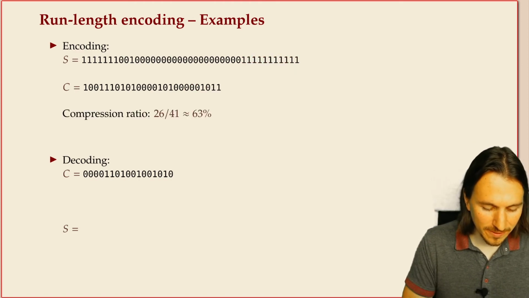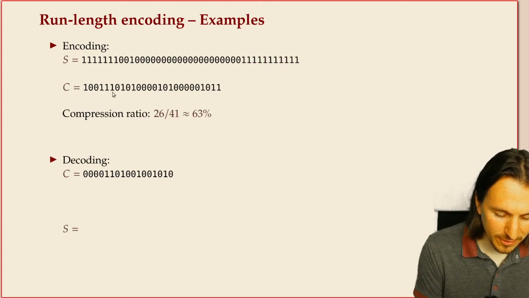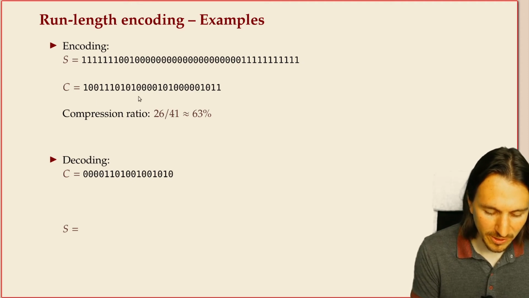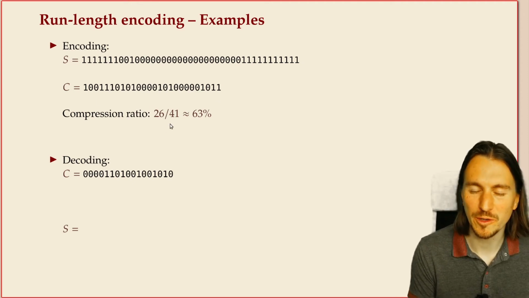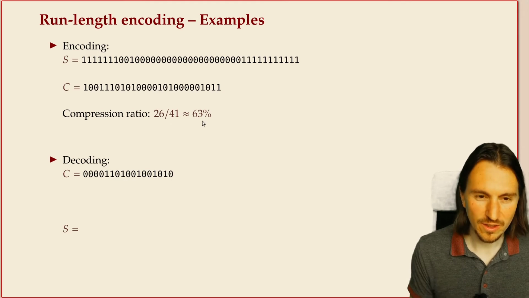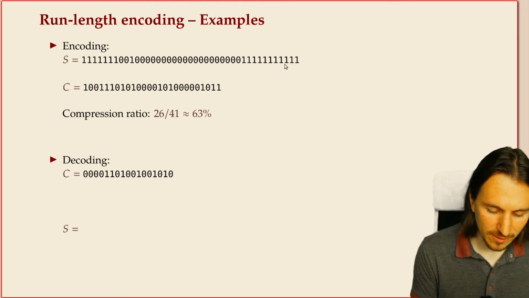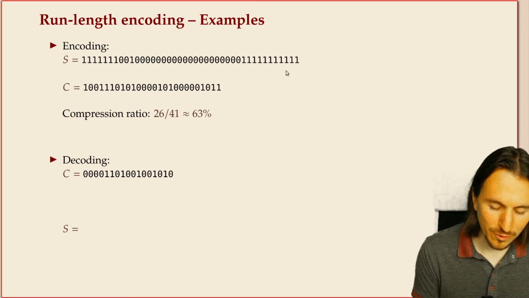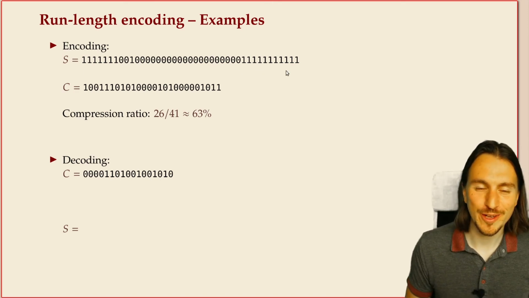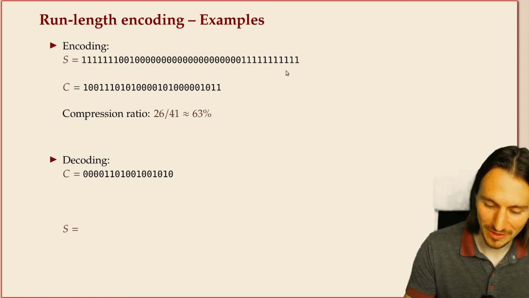Let's see how well this worked. If you count here, that was 26 bits in the coded text and 41 in the source text. So that's down to 63%, which looks great. But also, of course, this was a fairly favorable example for run length encoding.